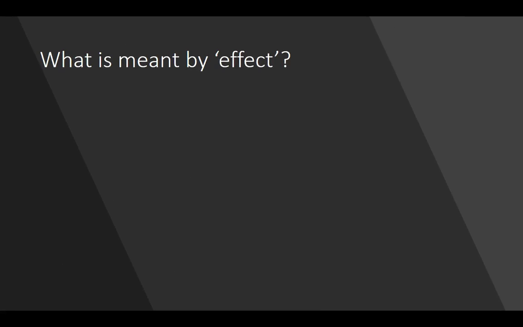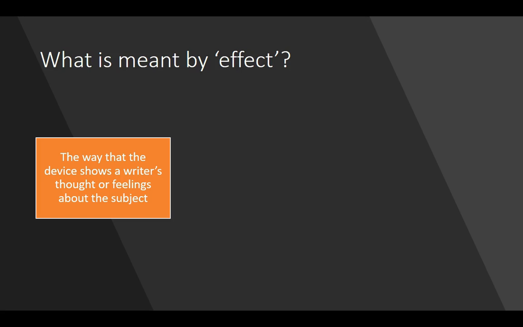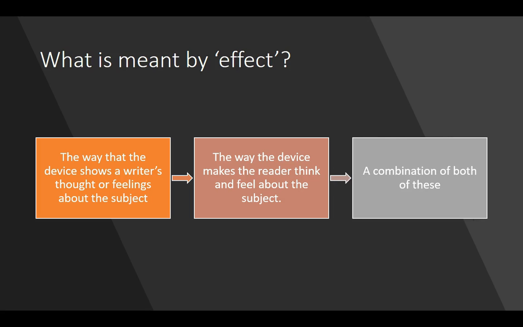Right, so we're clear now about what we're looking for in terms of the specific devices, but what we now need to do is understand what is meant by this term effect. If we're being asked to comment on the effect, what is it that they want us to comment on? So the effect of a device could be the way that that device is showing the reader how the writer thinks and feels about the subject they're writing about. It could also be the way that that device makes the reader think and feel about the subject, so how the reader is manipulated through the use of particular devices. And it can often be a combination of both of these.